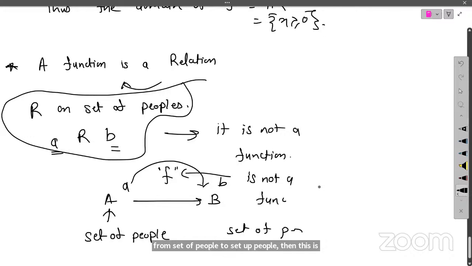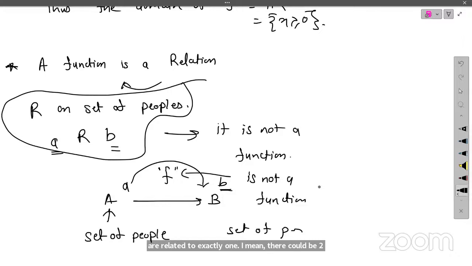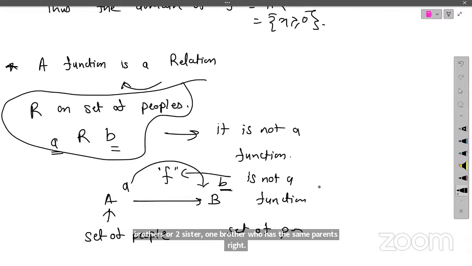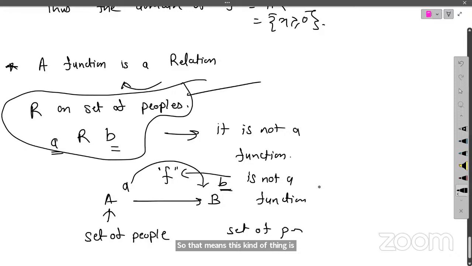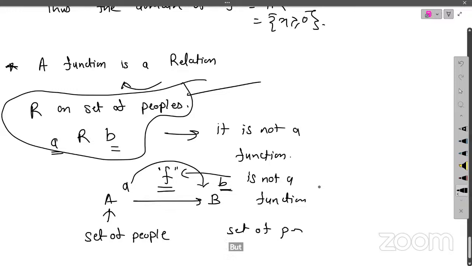right? Because it is possible that two people here are related to exactly one parent. I mean, there could be two brothers or two sisters or a brother and sister who have the same parents, right? So this kind of thing is not a function, but it is a relation, because we can easily define a relation in such a way that A is related to B if A is a parent of B. But if you define it as a function, then it's not a function because of the unique output condition.